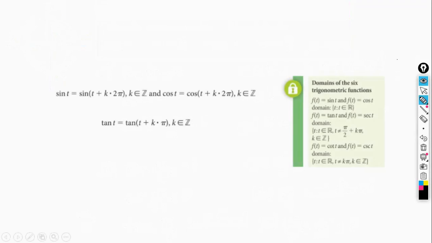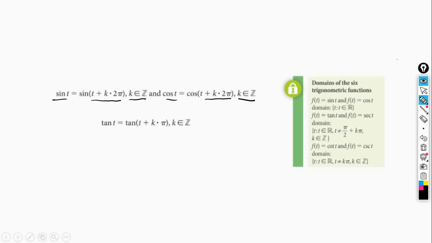In the next slide, you're going to find a couple of interesting things. Now notice that first of all, it says that sine of t is equal to the sine of t plus k times 2 pi, for k belonging to the integers. And the same thing for cosine. Cosine of t is equal to cosine of t plus k times 2 pi for k belonging to the integers.